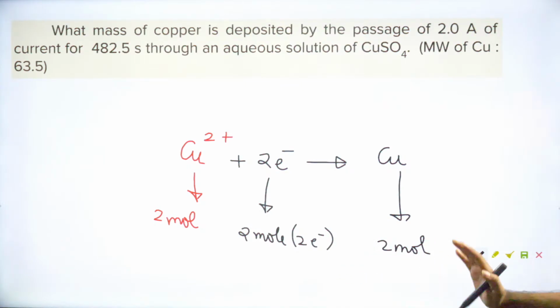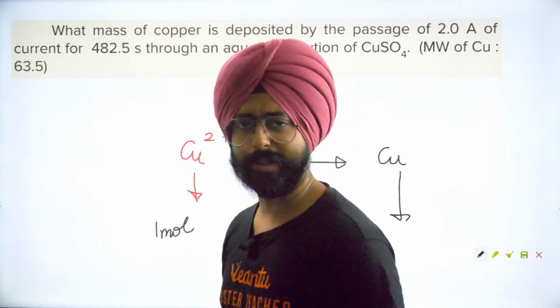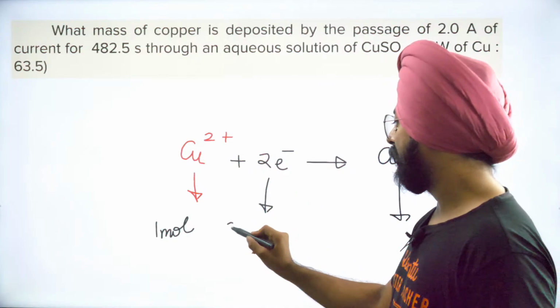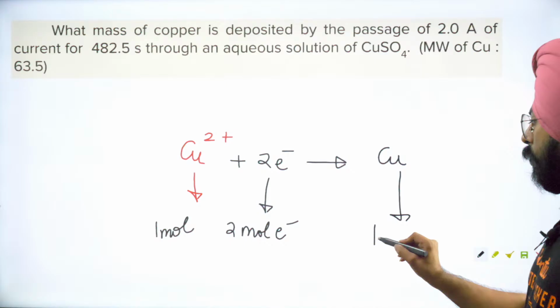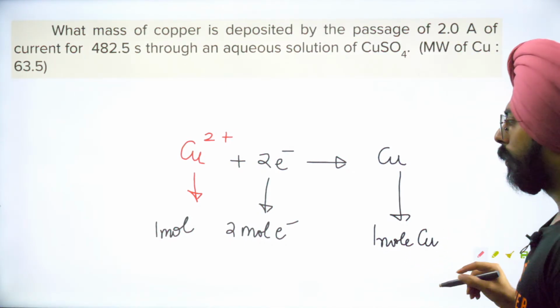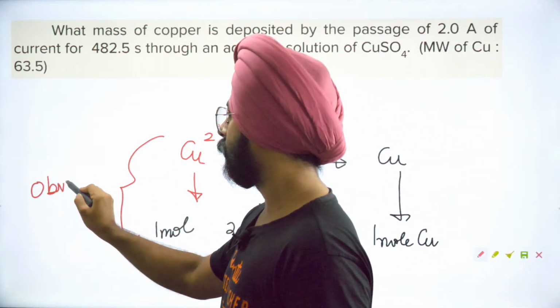Instead of 2, let's simply do 1 mole. Yeah, 1 mole is simpler. I don't know why I randomly took 2 moles. So 1 mole of copper will need 2 moles of electrons to give you 1 mole of copper metal. My dear friends, isn't this piece of information obvious?